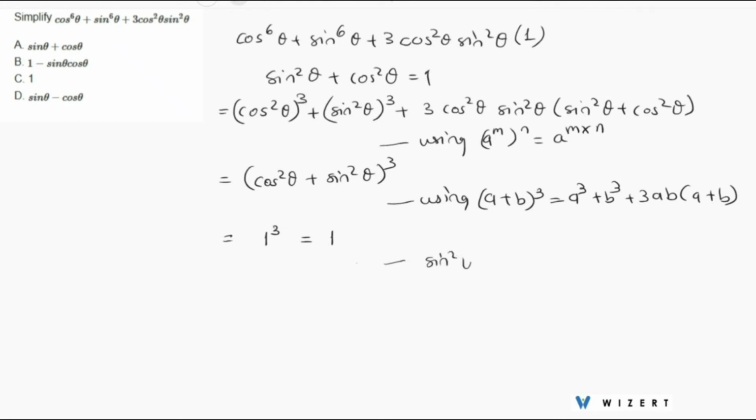Using sine square theta plus cos square theta equal to 1. So this is the answer. Let's see. Answer is option C.